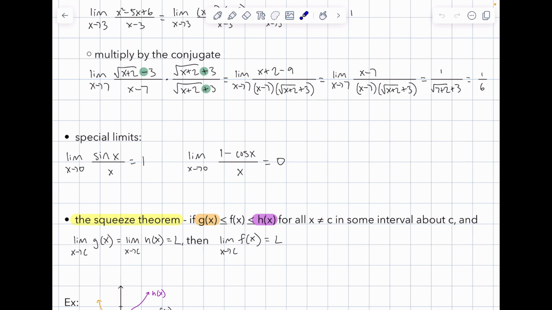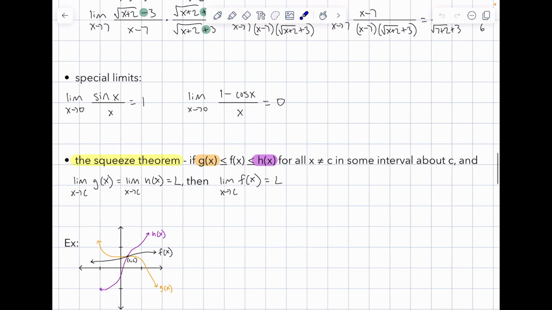And so once you multiply by the conjugate, you get the limit as x approaches 7 of x plus 2 minus 9 over x minus 7 times the square root of x plus 2 plus 3. And once you simplify a little bit, you get the limit as x approaches 7 of x minus 7 over x minus 7 times the square root of x plus 2 plus 3. And now you can direct substitute x equals 7 here, and you will get the answer is 1/6.